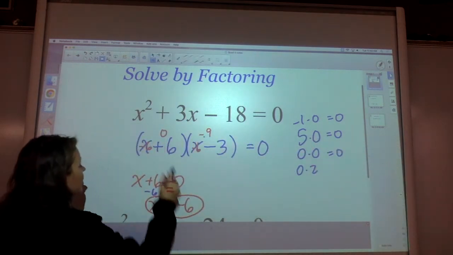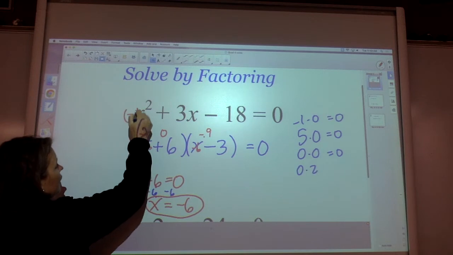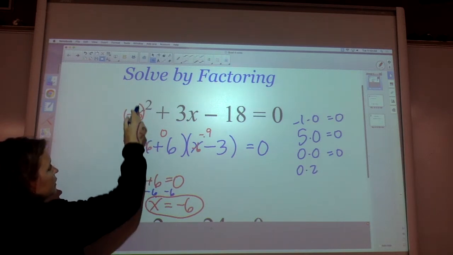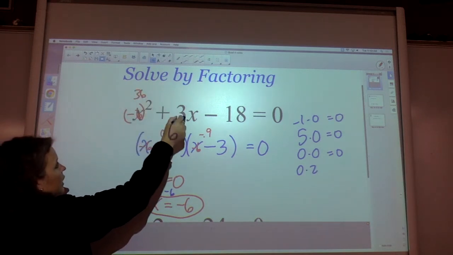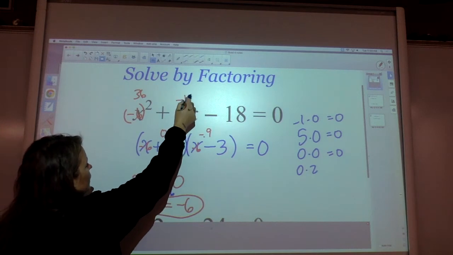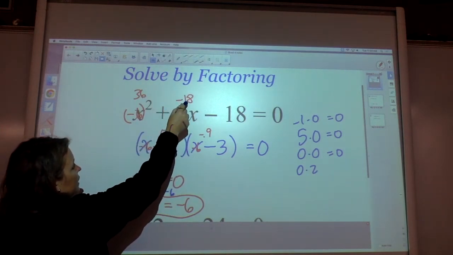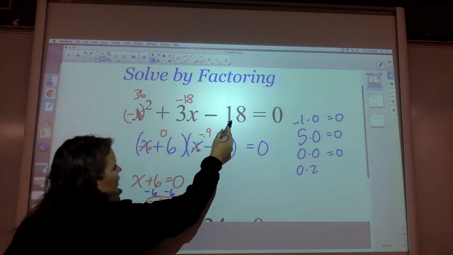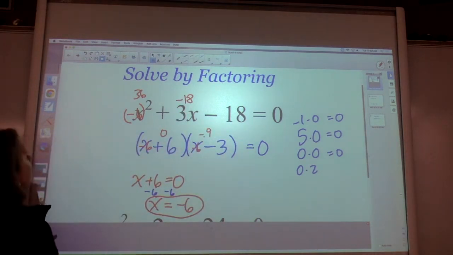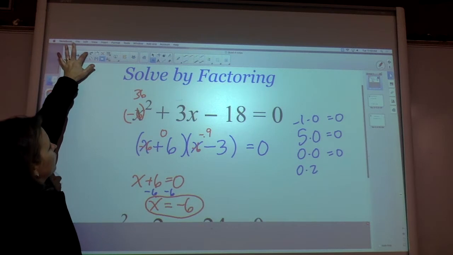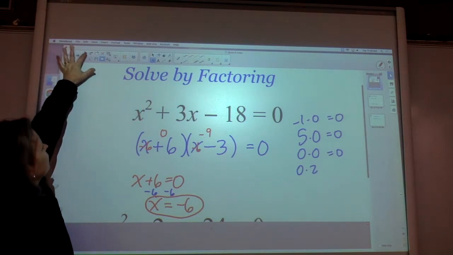Or I could plug in the negative 6 up here. If you squared negative 6, you would get 36. If you took negative 6 times 3, you would get negative 18. 36 minus 18 is 18. 18 minus 18 is 0. So it works no matter which place you plug it in.